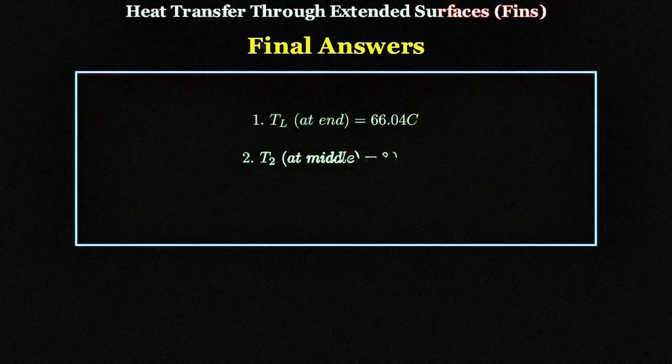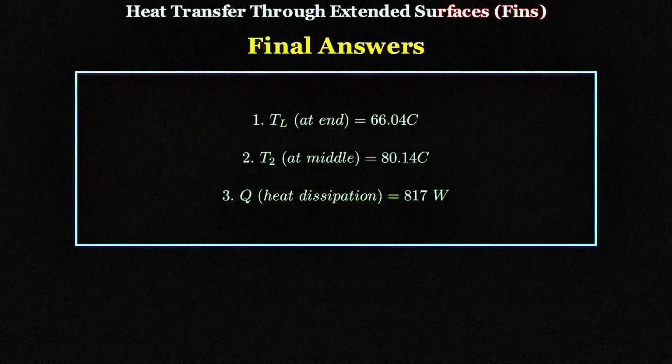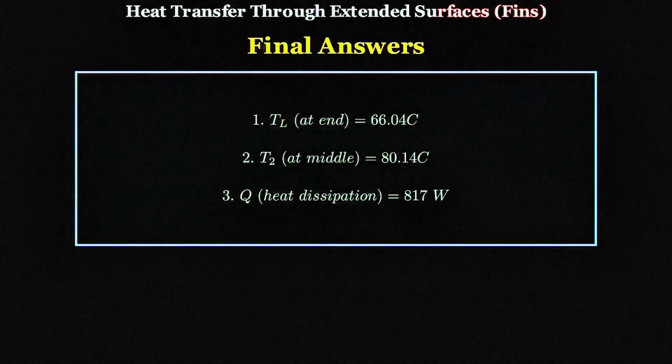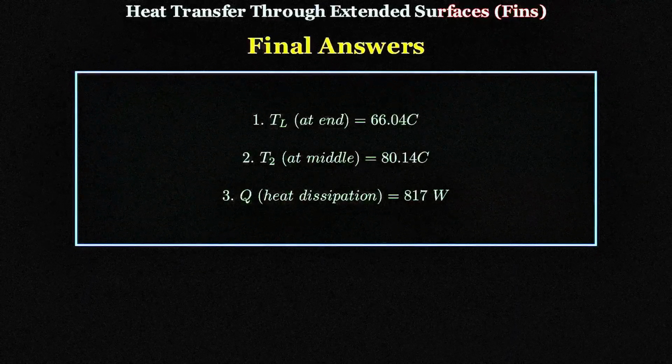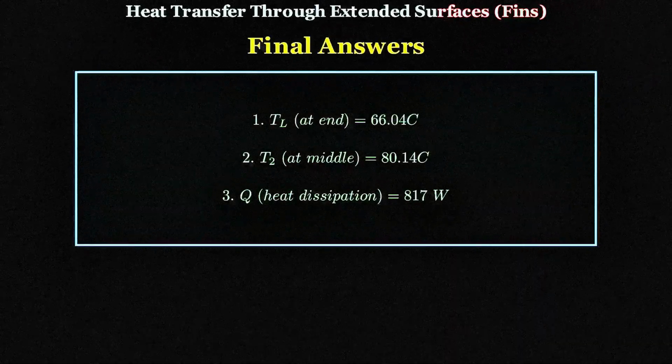Let's review our final answers. First, the temperature at the end of the fin is 66.04 degrees Celsius. Second, the temperature at the middle of the fin is 80.14 degrees Celsius. And third, the rate of heat dissipation is 817 watts. These results show how the fin effectively transfers heat from the hot base to the surrounding cooler environment, with temperature decreasing along the length of the fin.